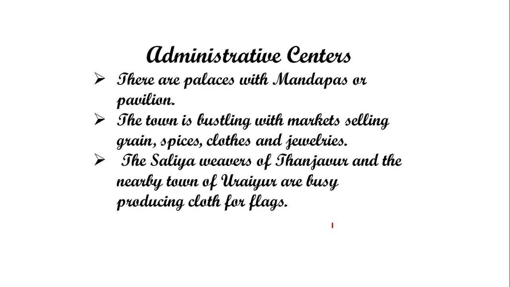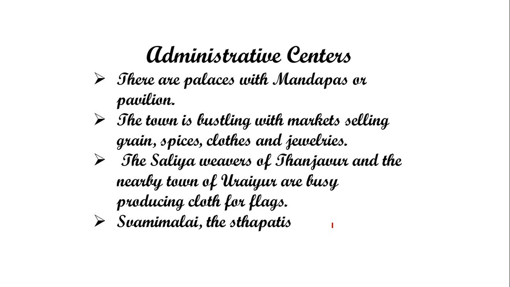Sometimes this question is asked for 1 mark: what do you mean by, or who were the Saliyas, or name the weaver communities of Thanjavur. So Saliya was a weaver community of Thanjavur. And in the same way, another place was there, that is Uraiyur. They were in Thanjavur and Uraiyur, the people who were involved in the weaving activities. So this community was known as Saliya. And they produced the clothes for the flags for temples.